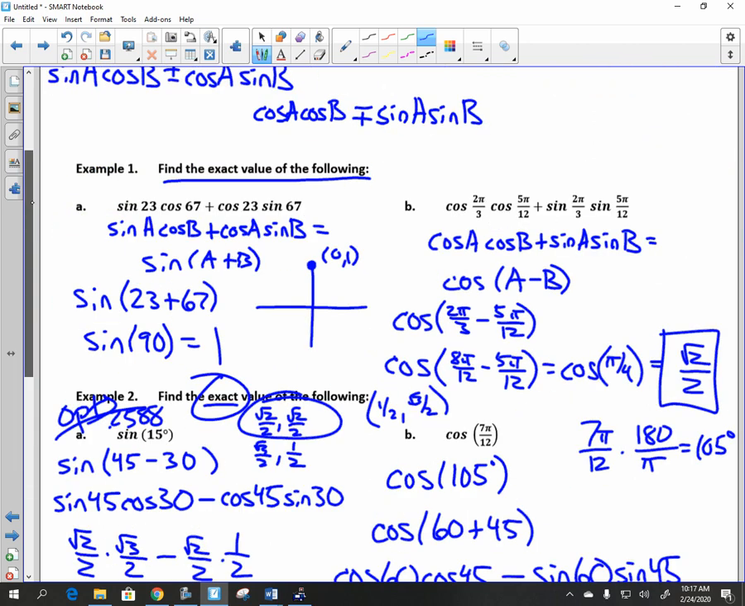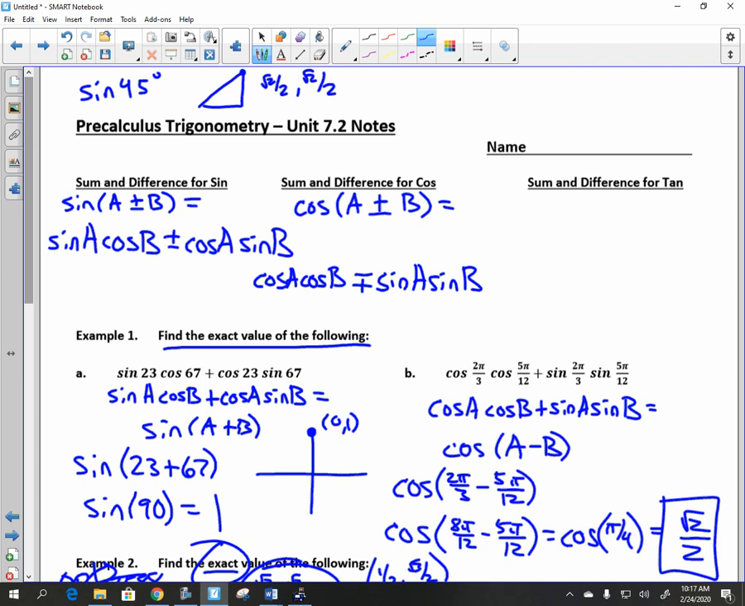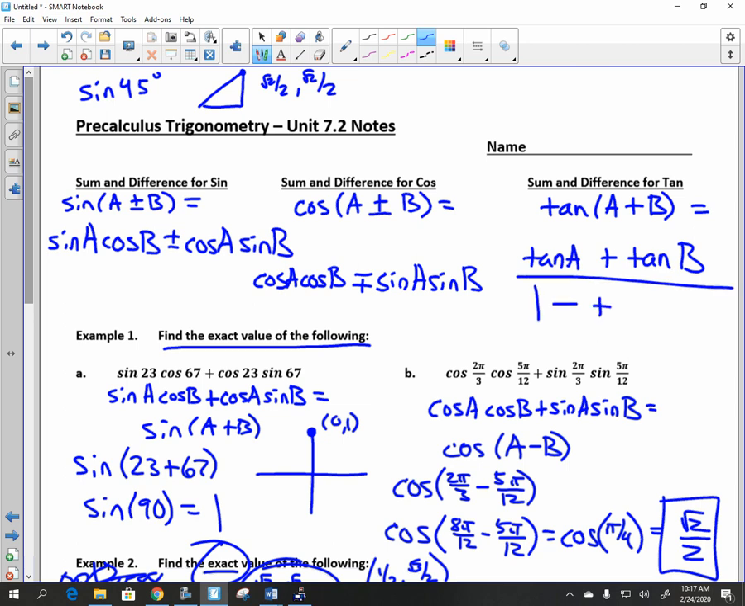We haven't done tangent yet. Tangent's awesome. Tangent of A plus B. This one works out super simple. Tangent of A plus tangent of B. How do you like that? You love it. Wow, okay. All divided by 1 minus the tangent of A times the tangent of B.